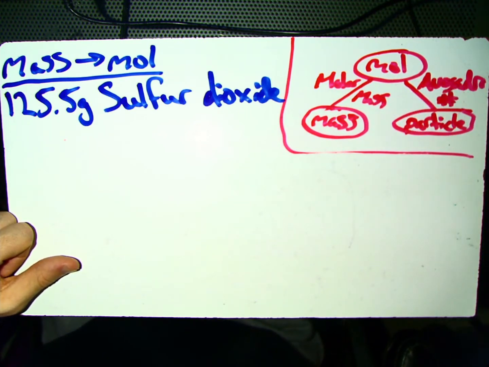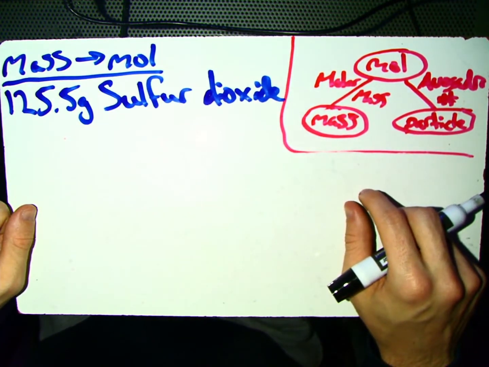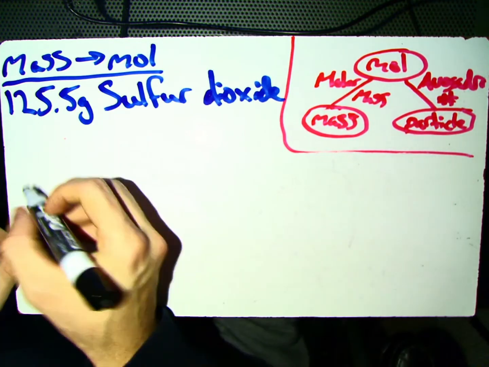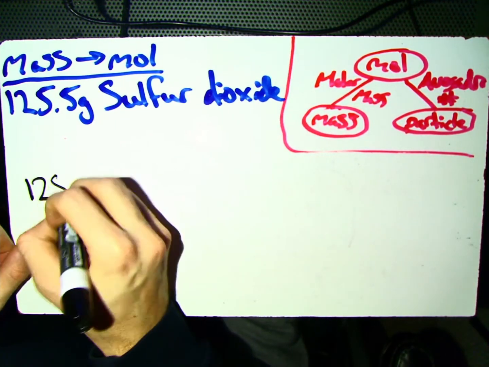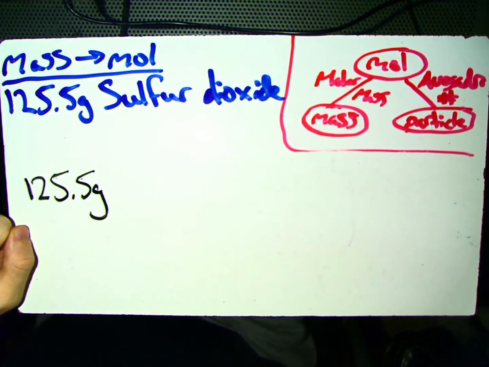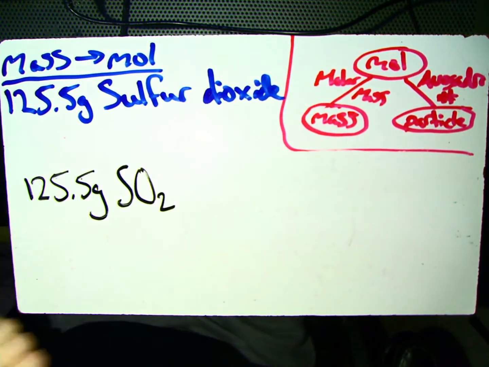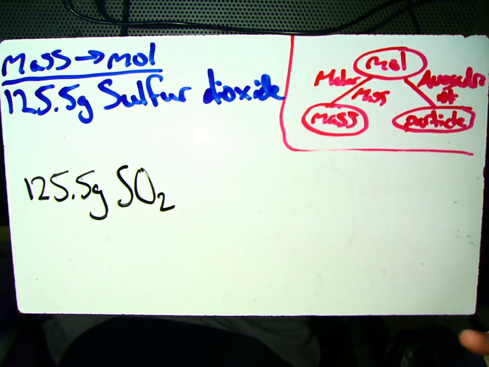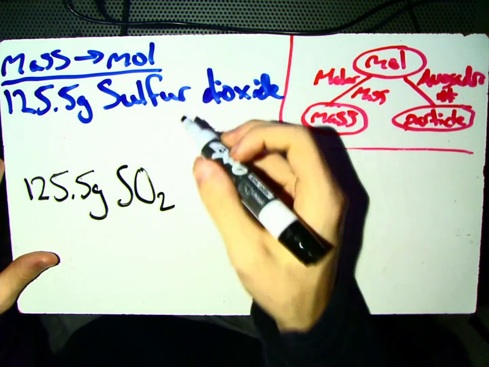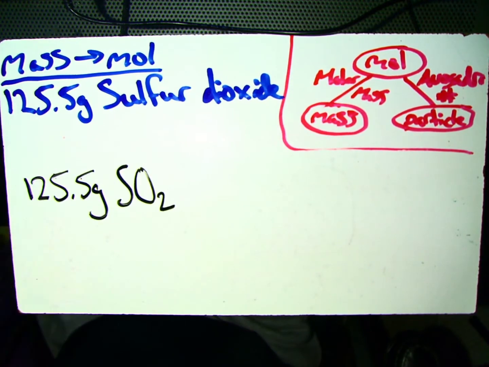So, dimensional analysis problem, you always start with what? It's your given. You always start with your given. And I'm telling you that our given is 125.5 grams of sulfur dioxide, okay? So let's just write that out. 125.5 grams sulfur dioxide. Now, you're still going to need to know how to do this. I'm going to expect you to know all your nomenclature, your naming conventions. Can you get from sulfur dioxide, the name, to the chemical formula? Okay, so we have our given.